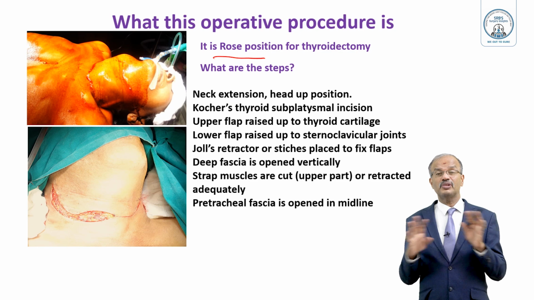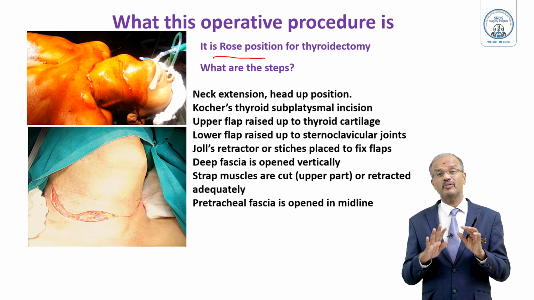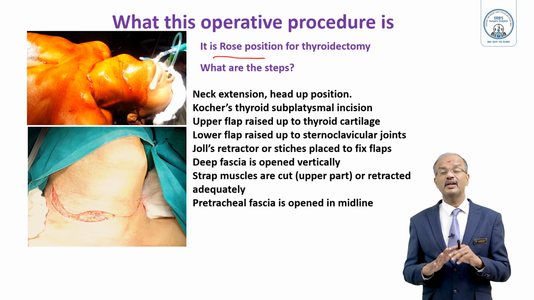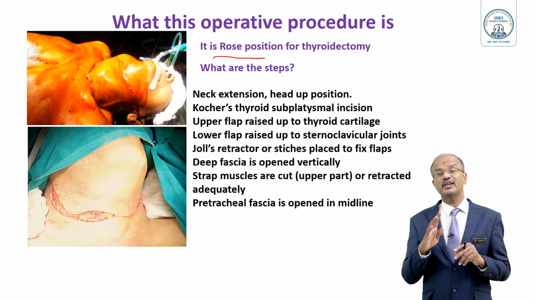Then once you control the bleeding, then and there only, using monopolar cautery. You can use monopolar cautery at this juncture, but not close to the recurrent laryngeal nerve and parathyroid gland, where you have to use only bipolar as much as possible, or judicious use of cautery. That's important. And open the pretracheal or investing layer of deep fascia vertically in the midline.